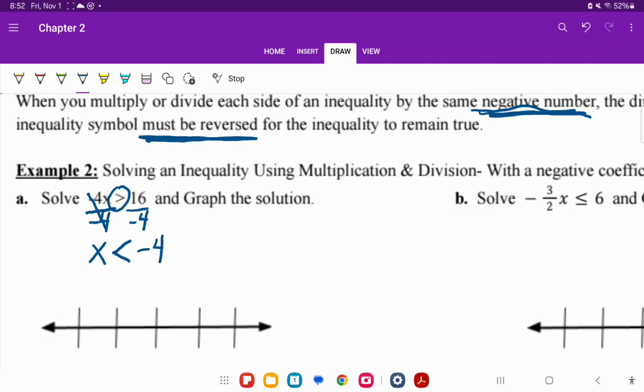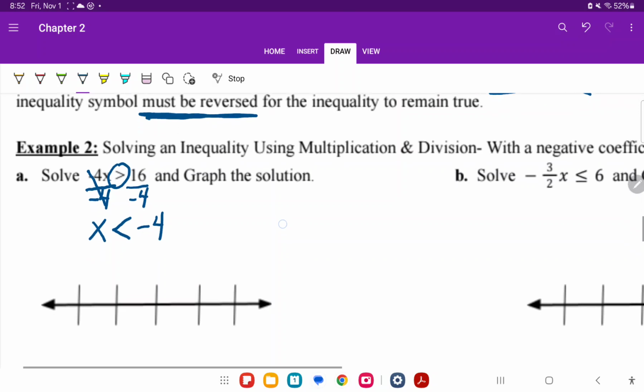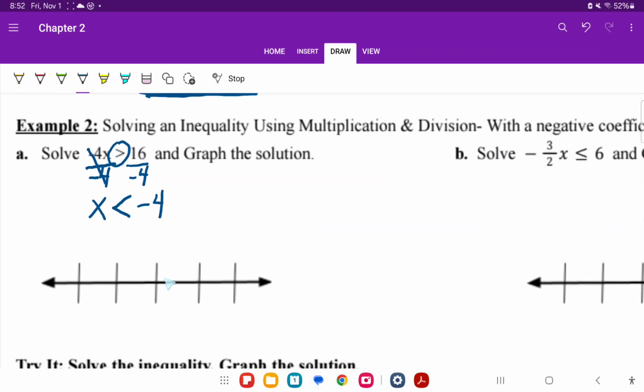Are there any questions on that? Anyone? Okay, that's just kind of new and different. So what did we do? We divided by a negative, so we had to reverse the inequality, and then you still did 16 divided by negative 4. All right, so then when we graph it, it's going to be the same kind of thing.